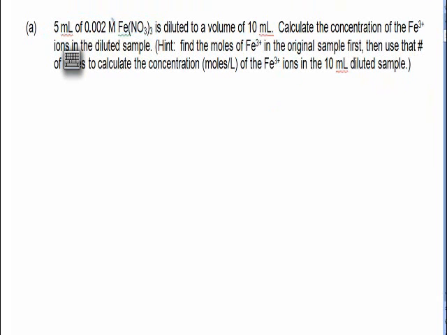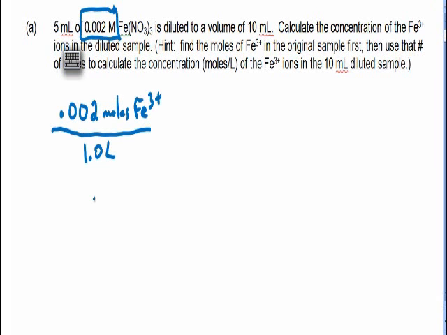Now, the 0.002 molar stands for that we have 0.002 moles of iron ions per 1 liter. So this ratio is what we're given in the problem, that we have 0.002 moles of iron ions per 1 liter of solution. That comes from our symbol, the capital M here, which stands for molarity or moles per liter. We're only using a 5 milliliter sample, which is 0.005 liters of solution.